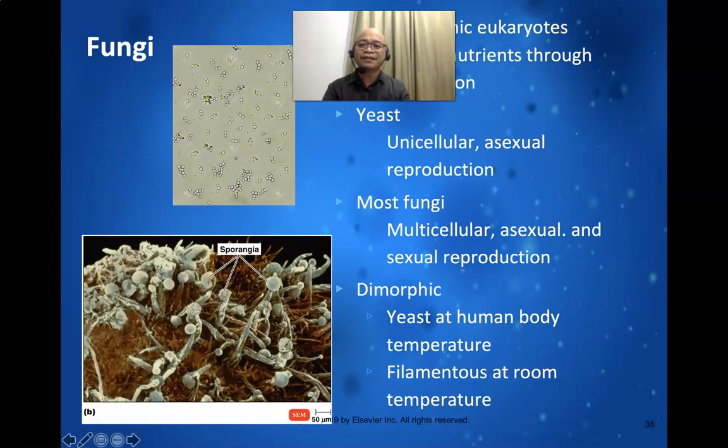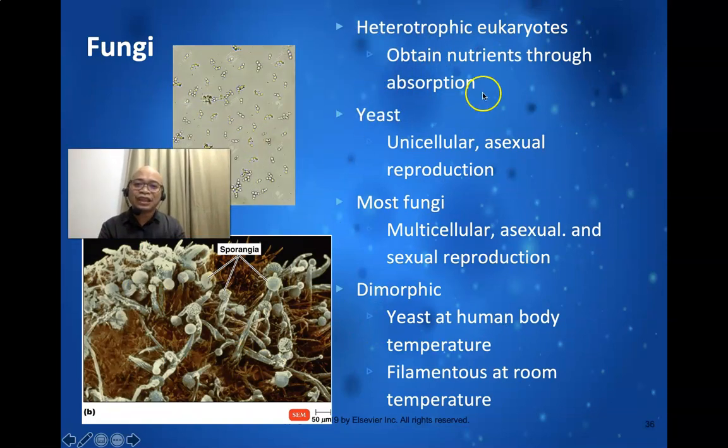Okay, now let's talk about fungi. Fungi are heterotrophic eukaryotes, which means that they obtain nutrients through absorption. An example is yeast, which is unicellular. The one that you can see here is an example of a yeast, Candida albicans, which can cause moniliasis or thrush. However, the yeast here is the one found in urine. How would you know it's a yeast? Because of the budding arrangement.